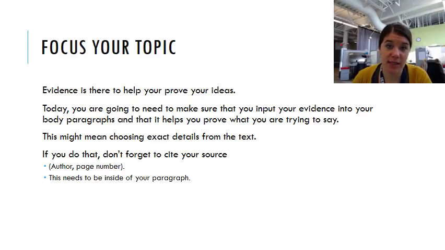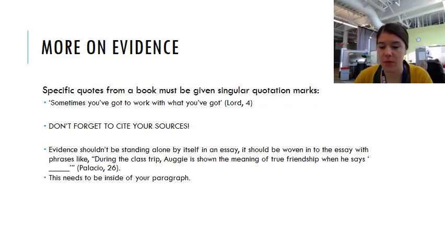Inside of your essay, to cite your source correctly, you need to make sure you have the author and comma and the page number that particular evidence came from inside of parentheses right after you take that text from the book and put it into your essay. This needs to be inside of your paragraph, and you're going to see a couple of examples of that for today. Remember that if you take specific quotes from the book, you're already quoting the book, so you're really quoting a quote in a quote.